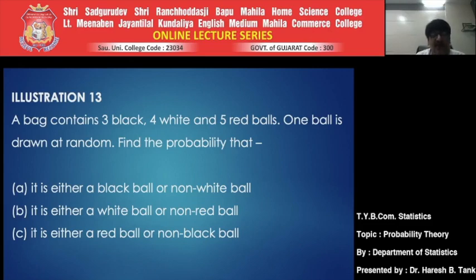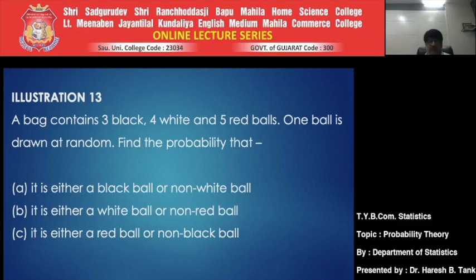When I say white balls, there are 4, so it should come from 4. Non-red ball: non-red means it should not be red, so put a cross mark on the 5 reds. The remaining quantity is 3 plus 4, which is 7. From those 7 balls, 1 ball is to be selected. Fine enough. It is either a red ball or a non-black ball. Red ball should come from 5, or non-black. Non-black means 4 white and 5 red, so it should come from those 9 balls. Is it fine? Now you have the whole classification with you.